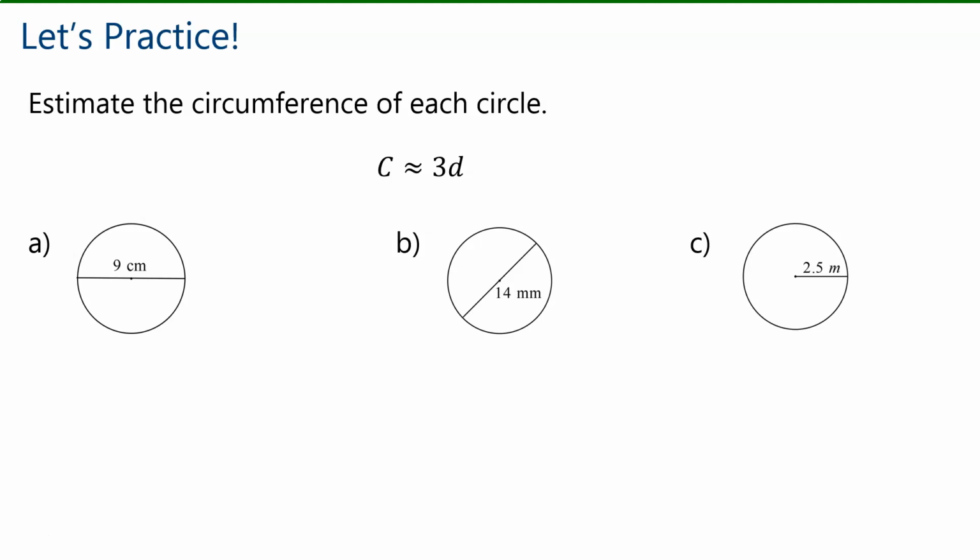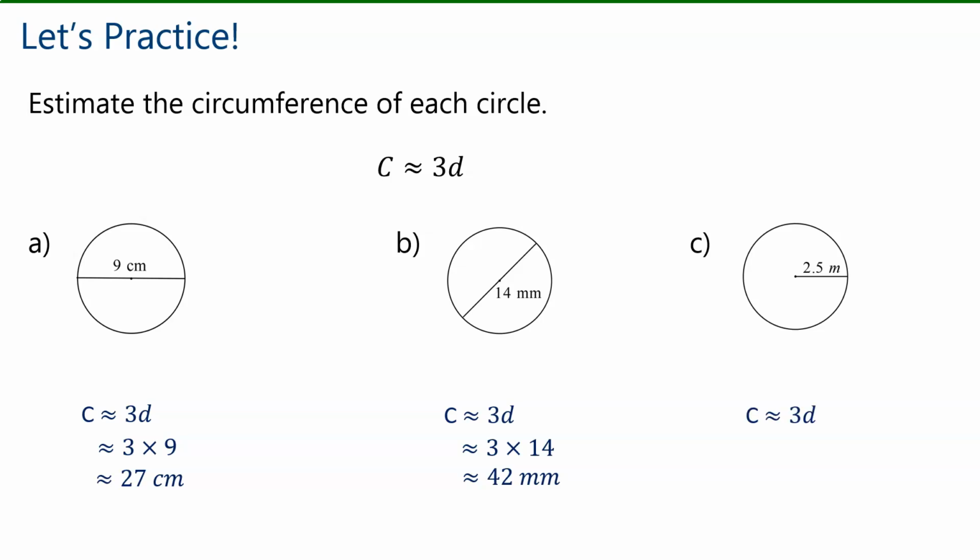So for A, I see that the diameter is 9. So I'll write out my formula and replace D with 9 and get 3 times 9 to be 27 centimeters. So that is the distance around the circle. Now for B, I see that the diameter is 14. So 3 times 14 gives me a circumference of 42 millimeters.